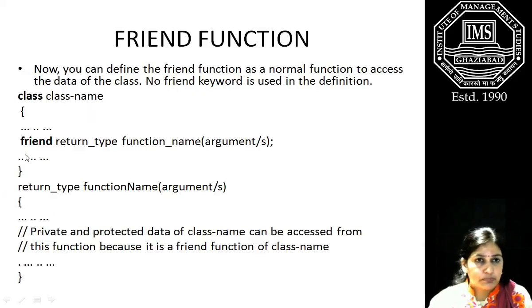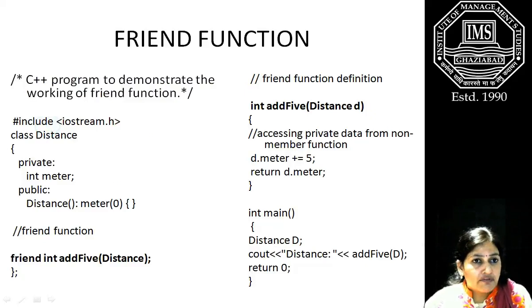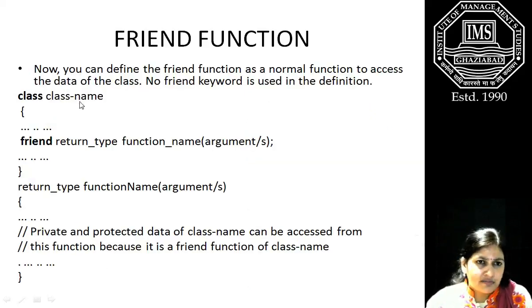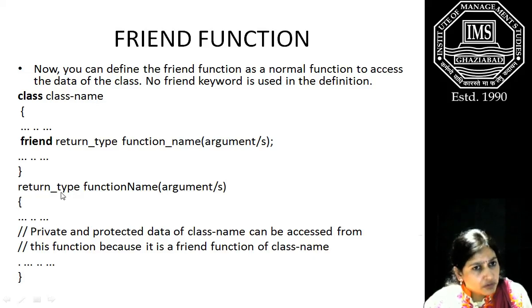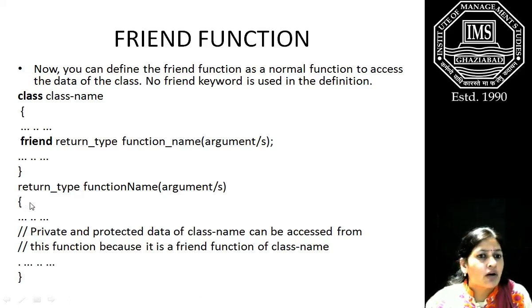For example, we have a class with any class name. We make a function a friend, with the return type of the function, function name and the list of the arguments. Then after the class, we write normally the return type, function name and the list of arguments. We don't need to write the keyword friend here again. Now, simply like all other functions, we write the body of the friend function.